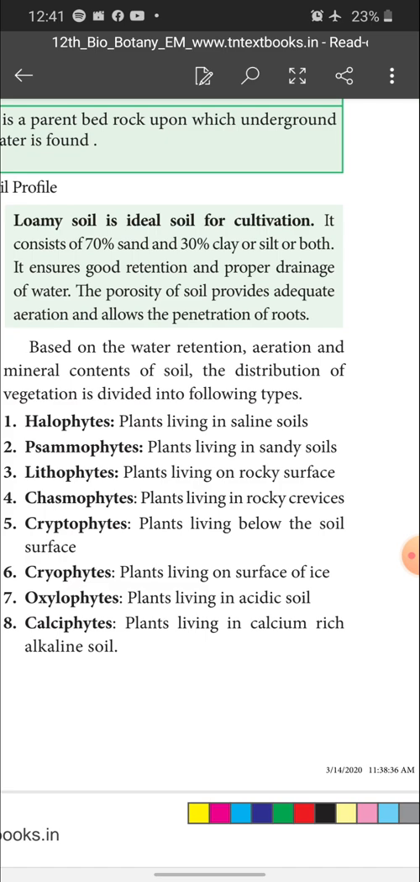Halophytes are plants living in saline soils. Psammophytes, plants living in sandy soil. Lithophytes, plants living on rocky surfaces. Chasmophytes, plants living in rocky crevices. Cryptophytes, plants living below the soil surface. Cryophytes, plants living on the surface of ice. Oxylophytes, plants living in acidic soil. Calciphytes, plants living in calcium-rich alkaline soil.